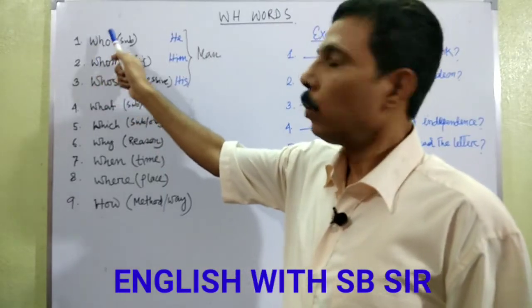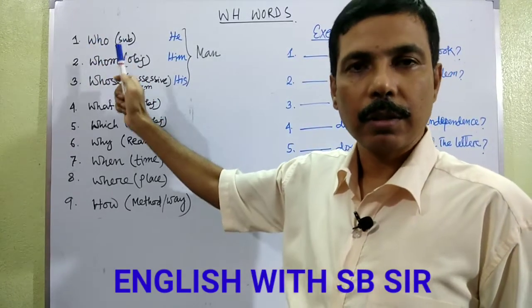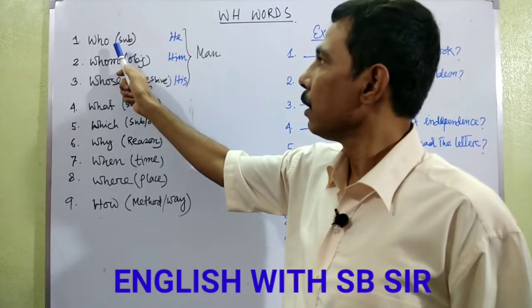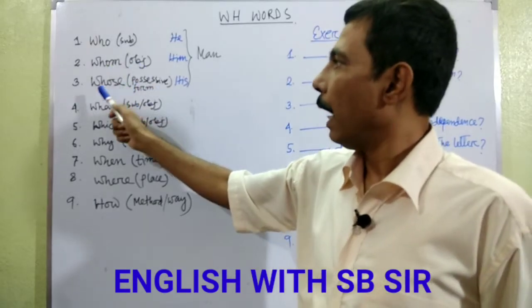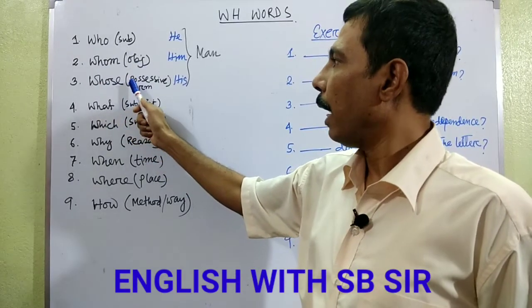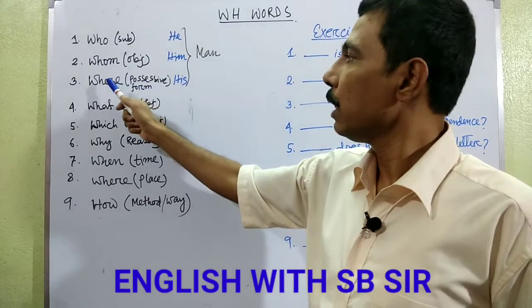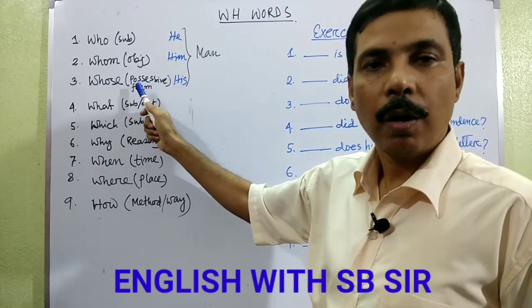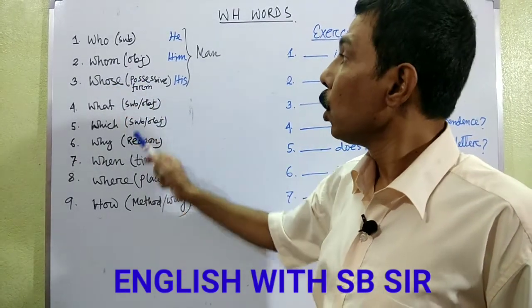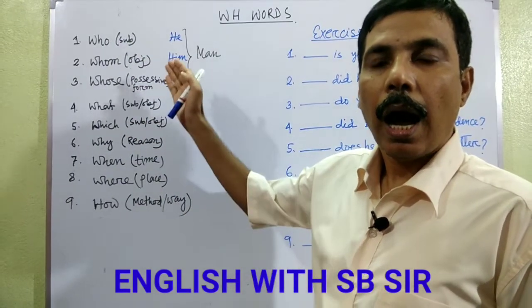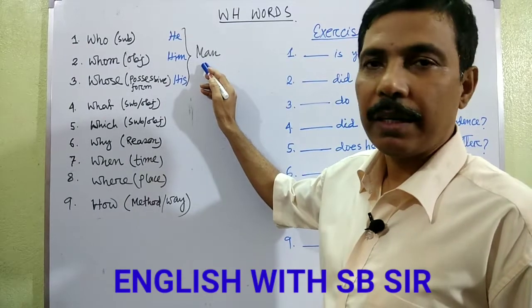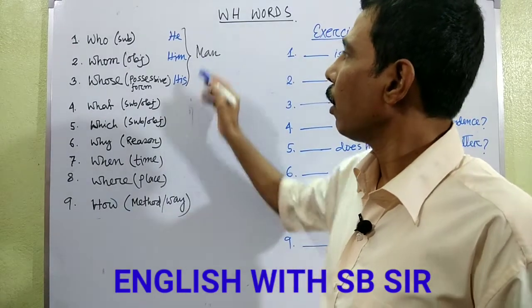Who is used as a subject. Whom is used as an object, and whose is used as a possessive form, or possessive adjective form. These 3 WH words are used instead of human beings, man or woman.